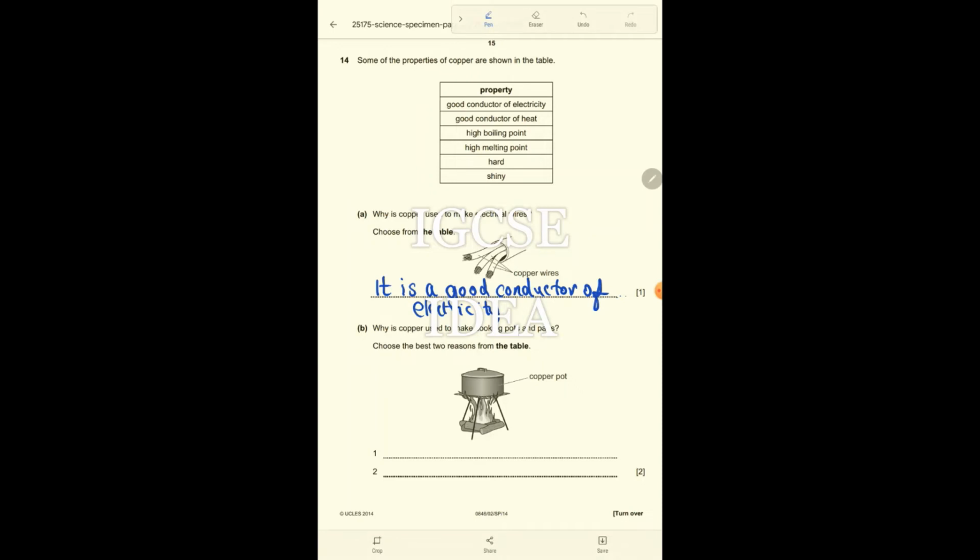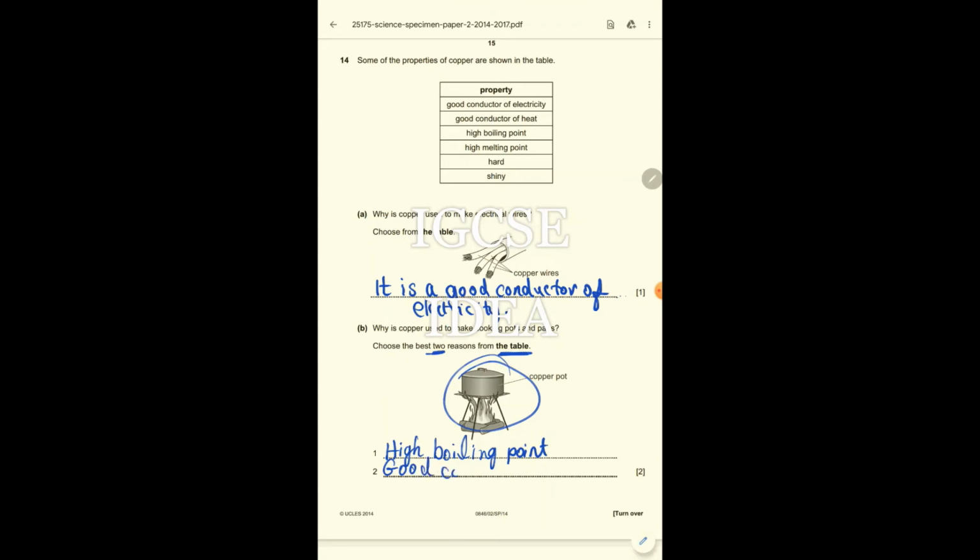Why is copper used to make cooking pots and pans? Choose the best two reasons from the table. Okay, so this is the cooking pot. Because it has got a high boiling point, and it's a good conductor of heat there.